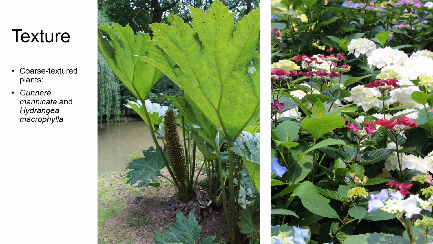Here are a couple of examples of plants with coarse textures. We've got Gunnera manicata on the left and Hydrangea macrophylla on the right.